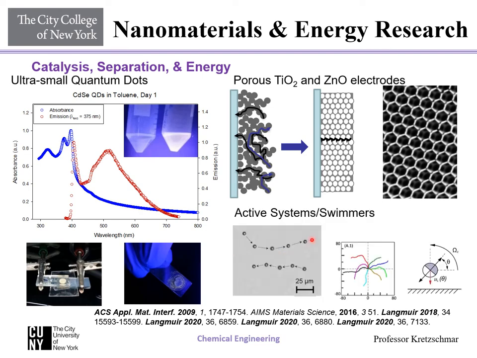Now let's get back to the active Janus particle systems. So Janus particles made of polystyrene or silica and a platinum coating. When they are put into hydrogen peroxide water solution, the platinum will decompose the hydrogen peroxide into oxygen and water, and the oxygen creates a gradient around the particle, which causes the particle to be moving autonomously.